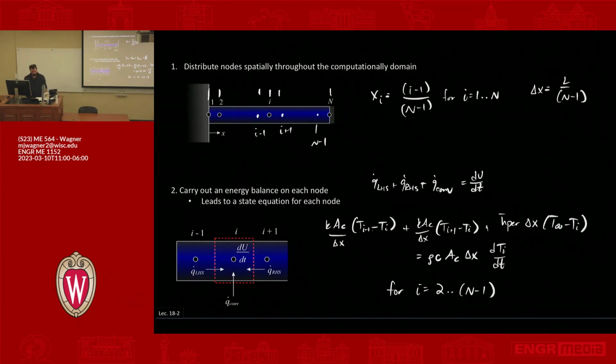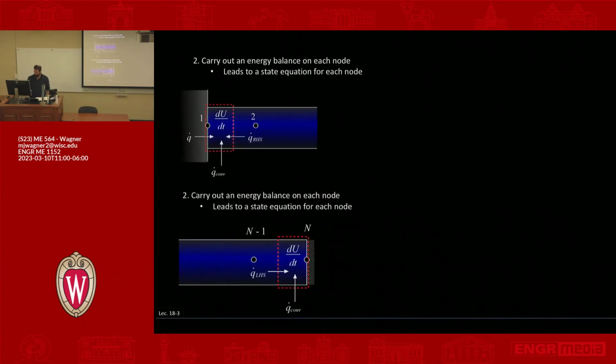We can do something similar for the other nodes. We'll just go through that quickly. The first node is basically the same method, except we have a specified q coming in from the left-hand side. We have dU/dt, but we'll note that the control volume is just half, same as the other problems where we're just dealing with half of the volume here, but that affects the dU/dt term as well.